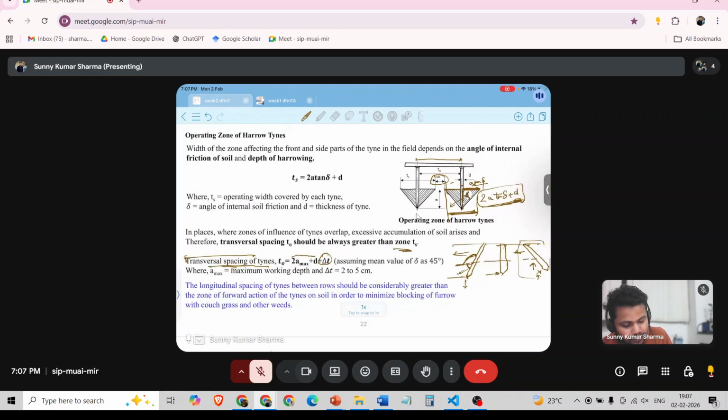Why should that be there? Because of zones of excessive accumulation of soil. If we are not giving this much distance, then excessive accumulation of soil will be there. So to avoid that, the transversal spacing T naught should be greater than the zone TS.